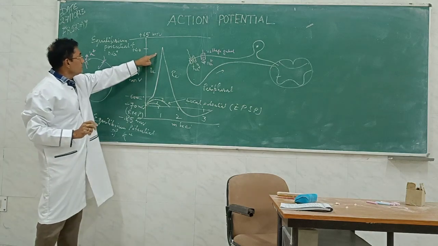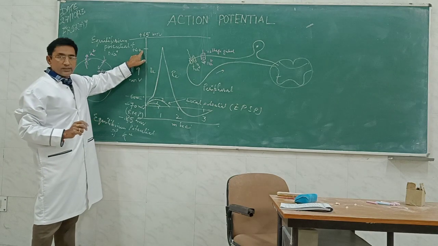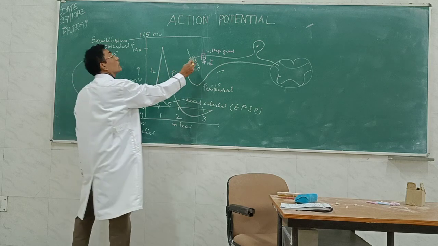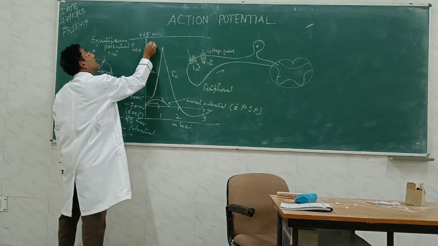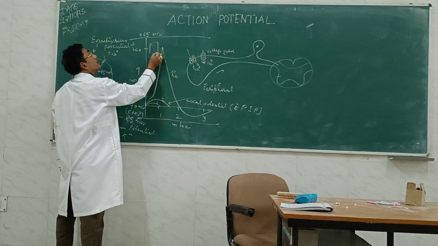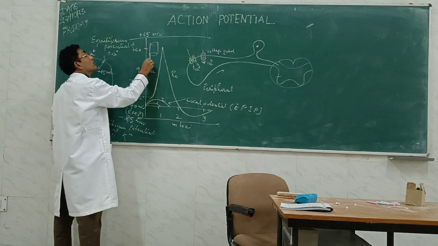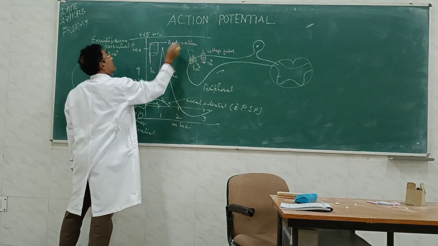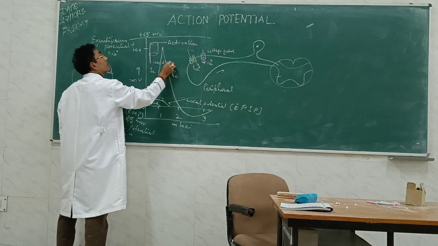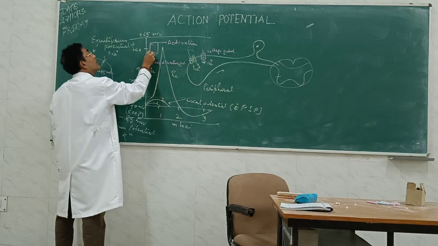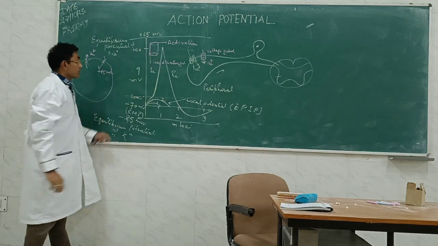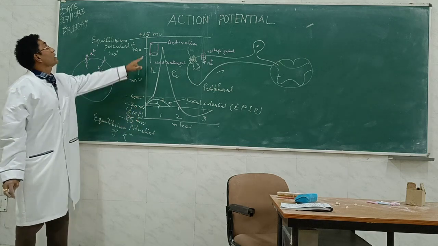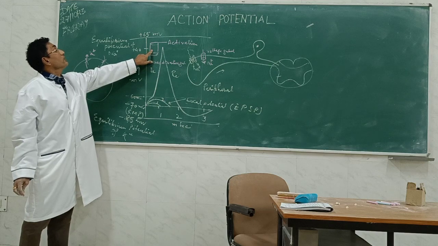Now in this graph, as soon as there is a stimulus, the potential goes up to plus 40 millivolt. Why? Because we are talking about the sodium channel. During resting condition, this is the sodium channel, and it will have two gates: one is the activation gate and another is the inactivation gate. This is the diagram you can see during resting condition, when the voltage is minus 70 millivolt.